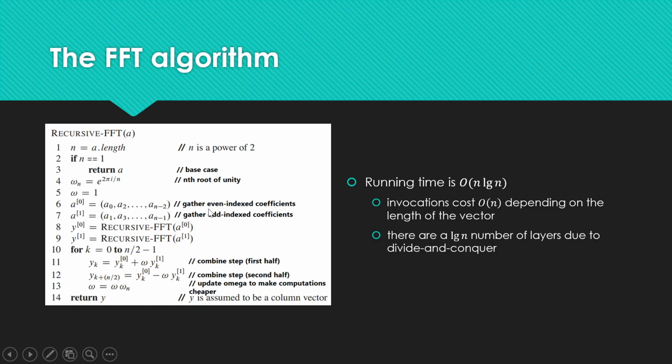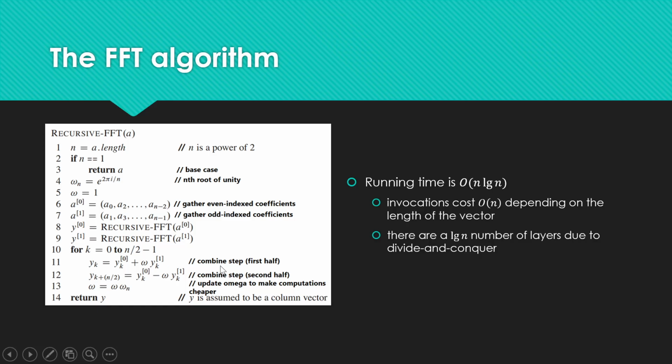Lines 6 and 7 refer to the divide part of the algorithm, in which we gather the even index coefficients for line 6, and then for line 7 we gather the odd index coefficients, and then we apply the recursive FFT on those vectors. Lines 10 to 12 refer to the combine step.